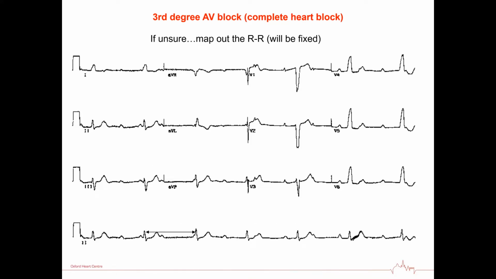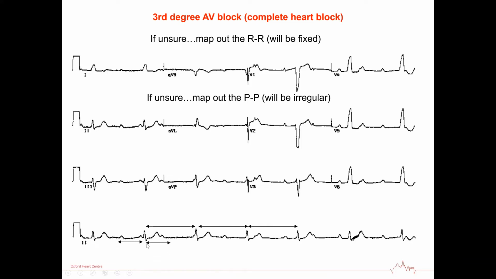Here you will see the RRs are fixed because we've got a nice protective heart rhythm, but the P waves are not. If it was 2-to-1, this would maintain fixed, so it would be 2 for every QRS, or 3 for every QRS, or even 4. That's Mobitz type 2. Here, the P waves mapping out do not match up. There's complete AV dissociation. This is complete heart block.